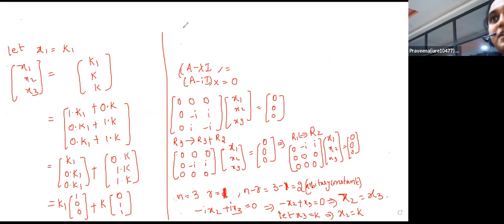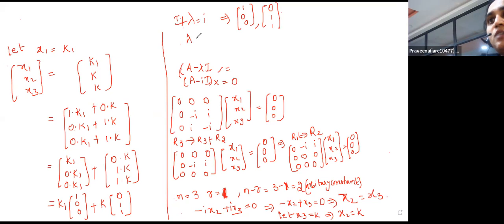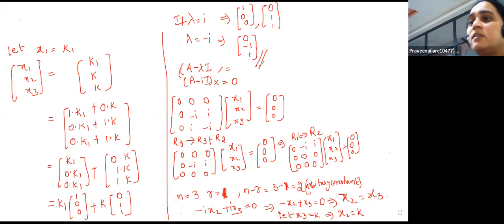Therefore here I am writing both the vectors. If lambda is equal to 1, for that case the eigenvectors are 1 0 0 and 0 1 1. And if lambda is equal to minus 1, for that case what is the eigenvector? 0 minus 1 1. Okay, these are the three vectors for three corresponding eigenvalues.